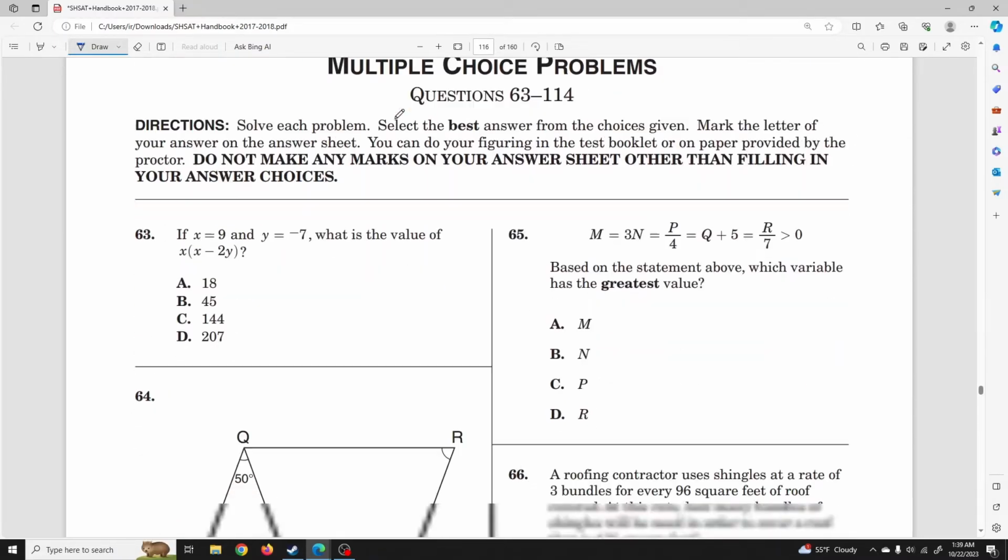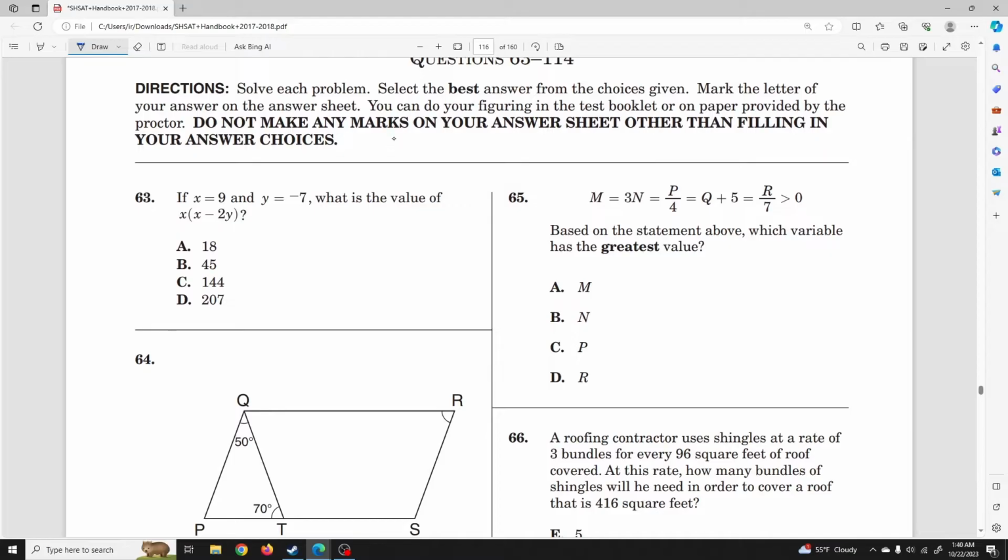We're now on the multiple choice problems, saying that if x equals 9, y equals negative 7, what is the value of this? So just plug in the values. So here we have 9 times (9 minus 2 times negative 7). Right, remember PEMDAS, parentheses first, so we're evaluating what's in the parentheses. Exponents, no exponents, multiplication, so we're multiplying 2 by negative 7, which is negative 14.